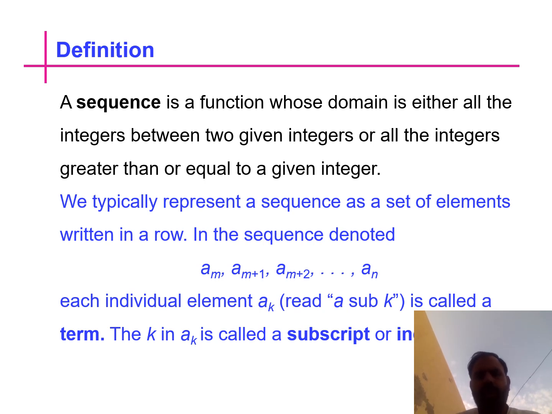Each individual element ak, read a sub k, is called a term. The k in ak is called a subscript, or the number of the term. For example, in this we can say that this is the mth term, this is the m plus 1 term, this is the m plus second term, and this is the nth term.